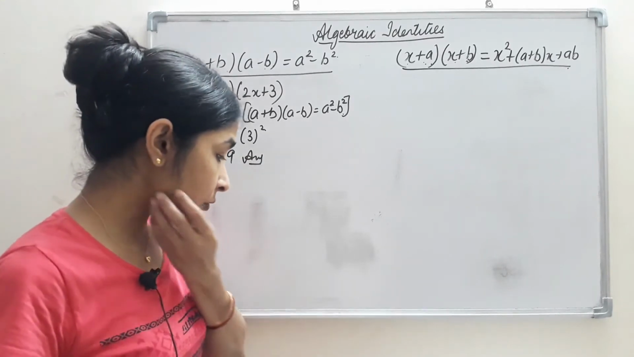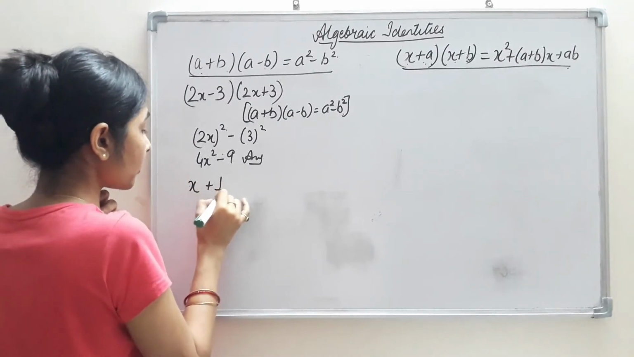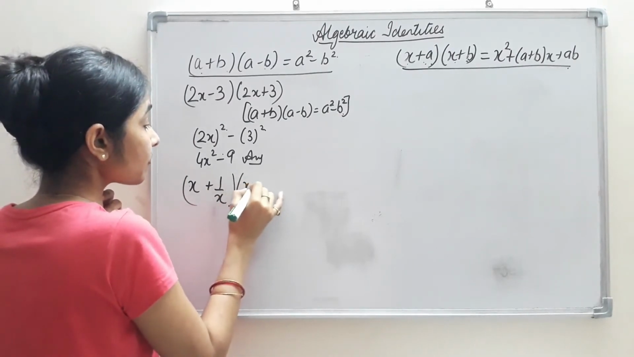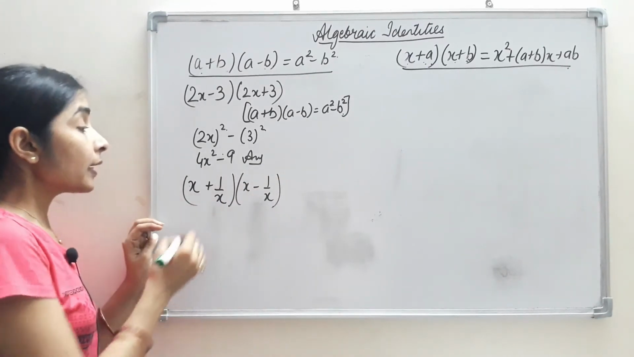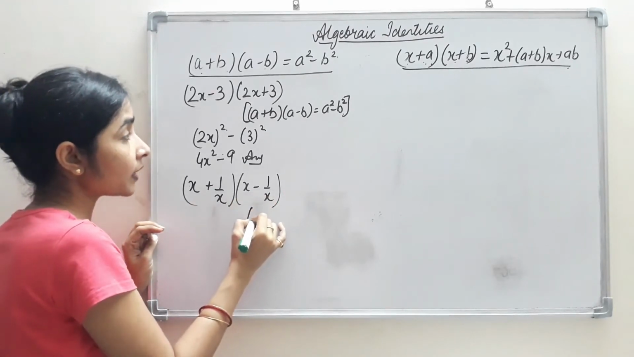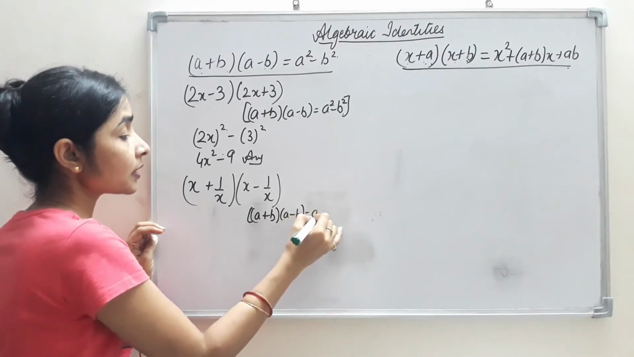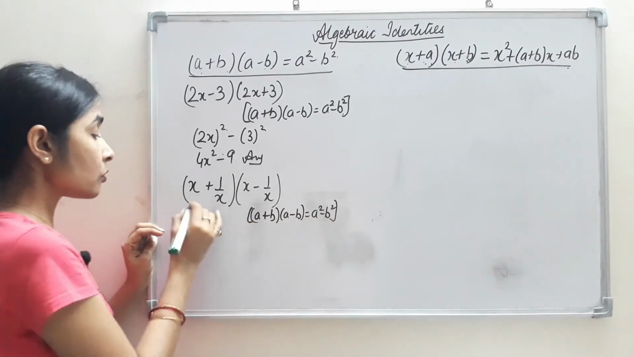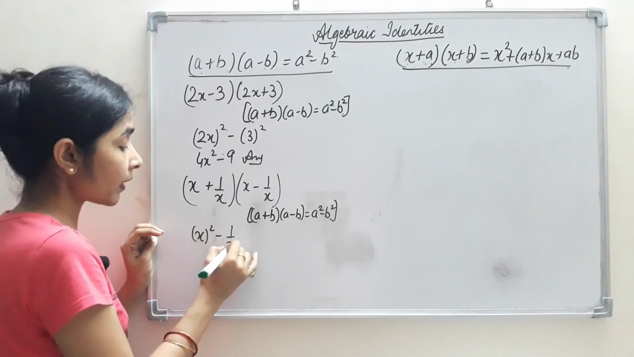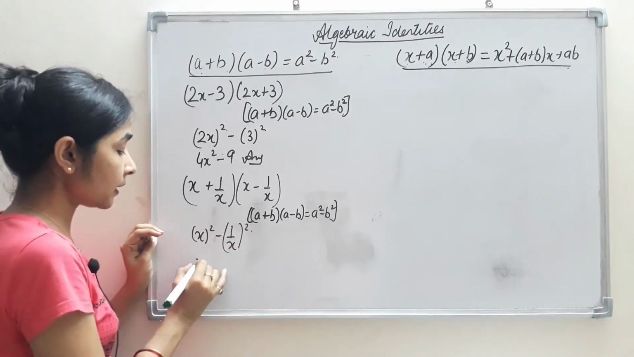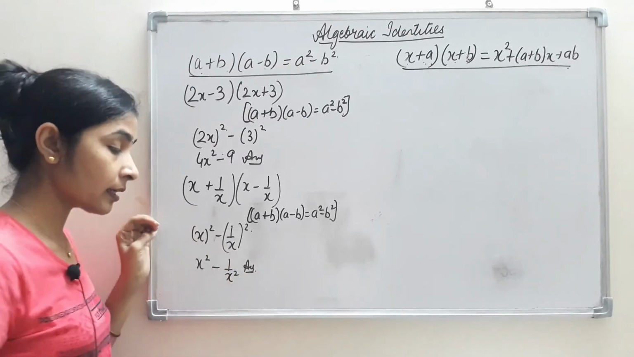Let us take one more example in which again we are taking a fraction. We are given (x plus 1 upon x) multiplied by (x minus 1 upon x). What do we get now? Again the same identity that we are using, (a plus b)(a minus b), that gives us a square minus b square. So the answer will be square of x minus square of 1 upon x. So our answer will be x square minus 1 upon x square. That will be our final answer.